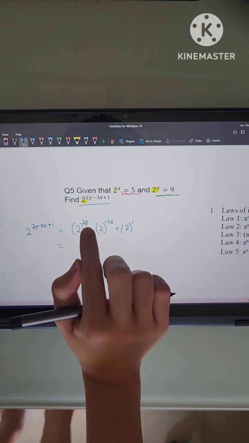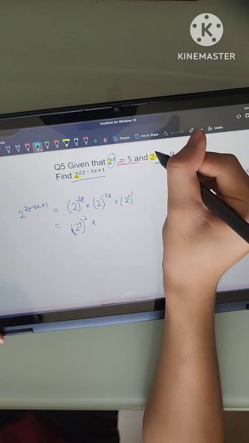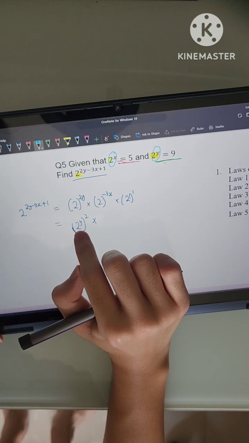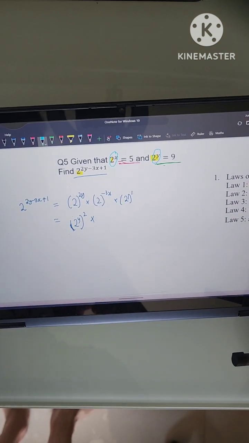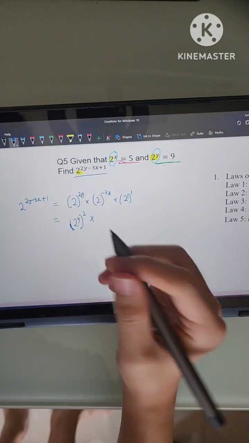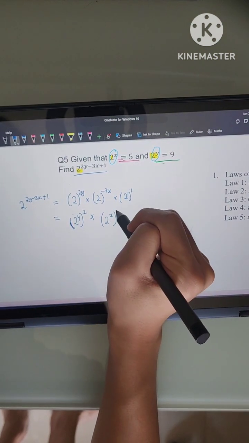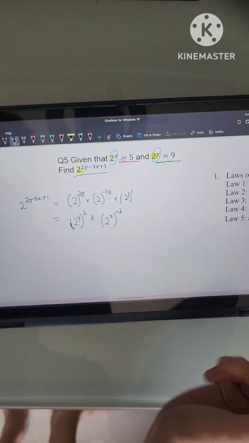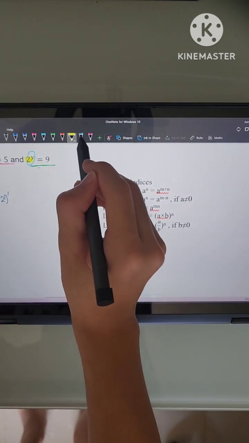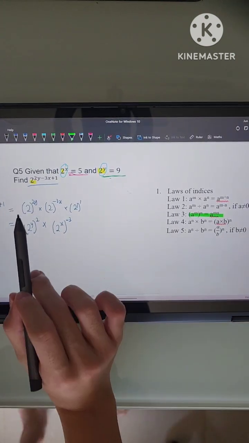I can take the power of y: 2 to the power of x, 2 to the power of y. That is what we're trying to substitute inside, we're trying to get what the question is asking us for. So, 2 to the power of x, to the power of negative 3. And this is in accordance with which law? Law 3, can you see that? That's what I'm basically doing here.